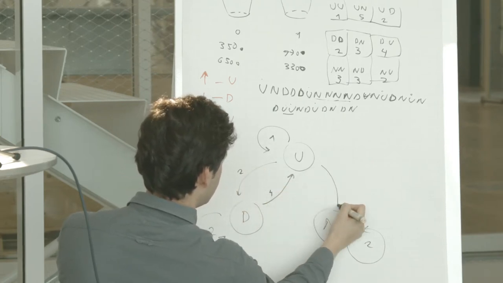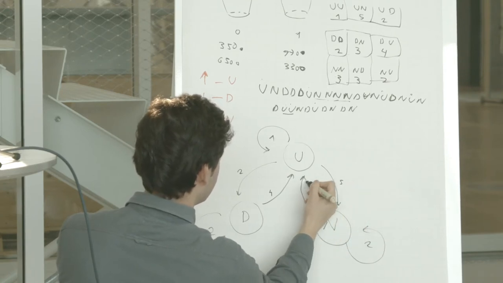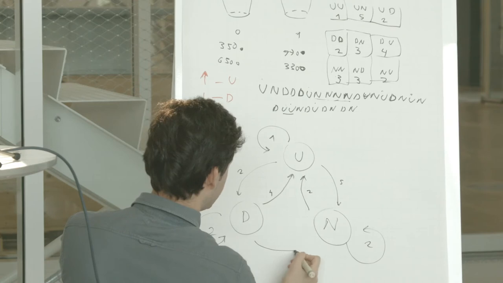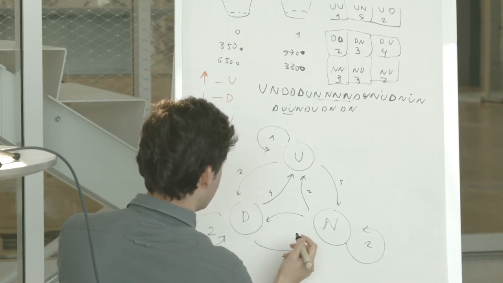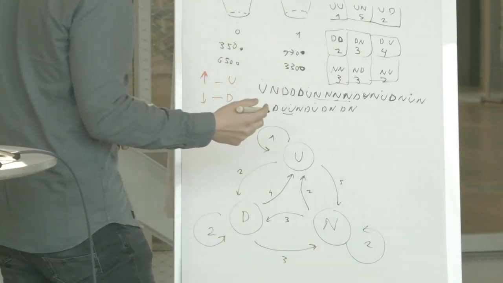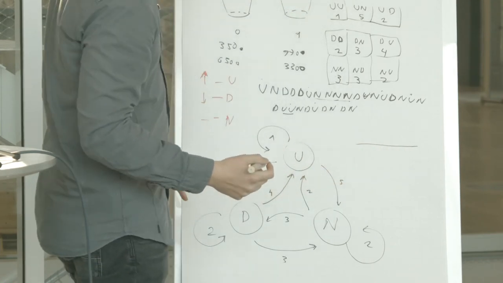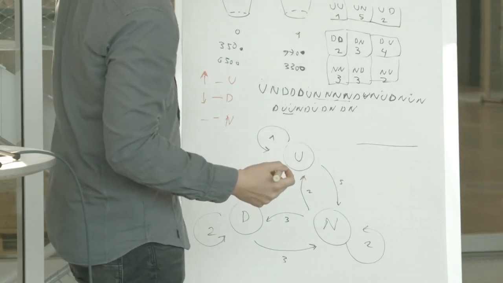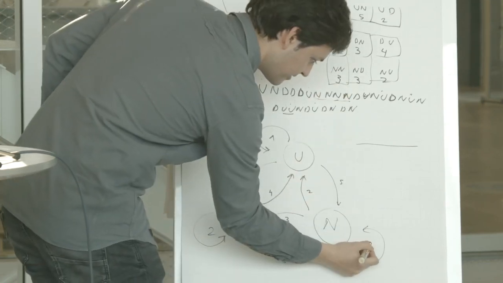From U to N? Five. From N to U? Two. From D to N? Three. From N to D? Three. Okay. Now let's calculate the probabilities. That's easy. From N to N is actually three. Oh sorry, N to N.